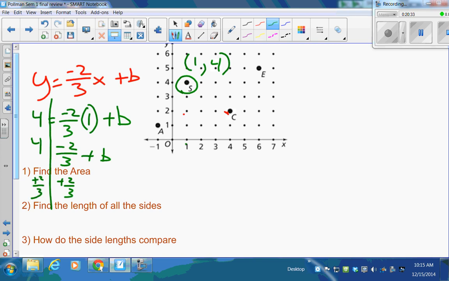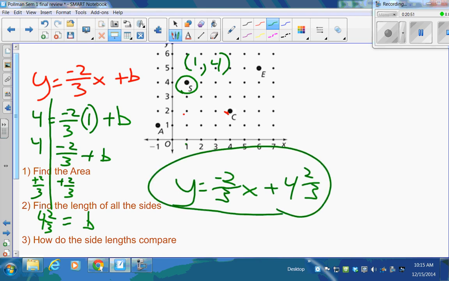So my b equals 4 and 2/3, which means my final equation is y equals negative 2 over 3x plus 4 and 2/3. That was a very commonly missed one last time. If that confused you, go back to the very beginning of this video.